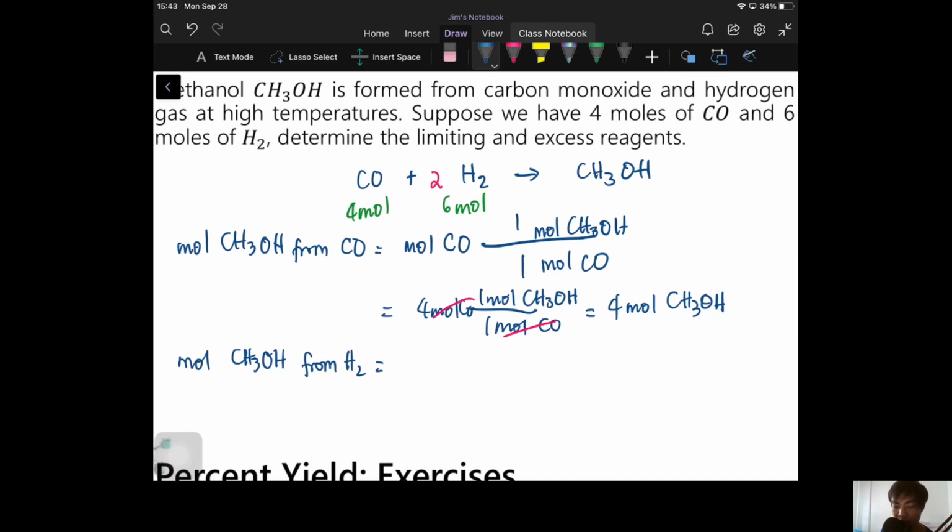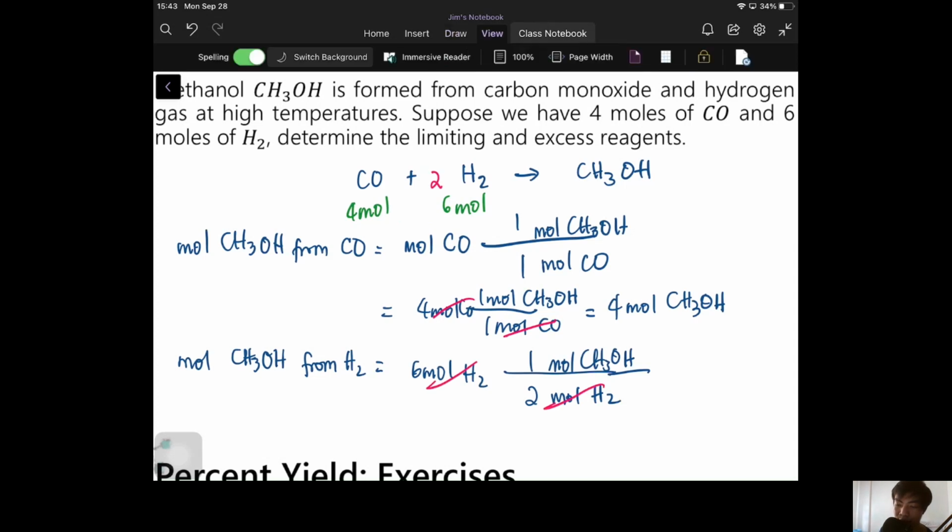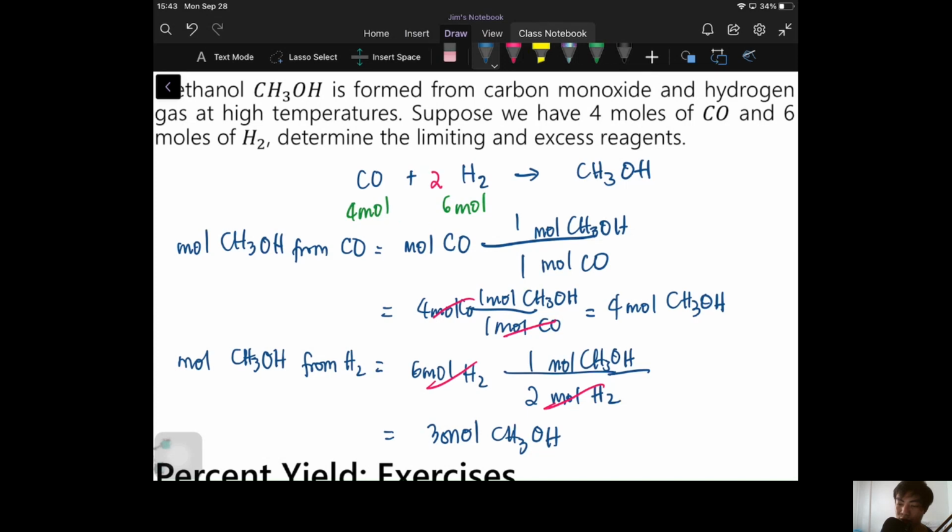Ilang moles yun? 6. So, 6 moles H2. Convert natin yan to methanol na. 1 yung coefficient. Dito naman ay 2. So, tamang convert lang. Cancel, cancel. So, that's 6 over 2. That's 3 mole CH3OH na.